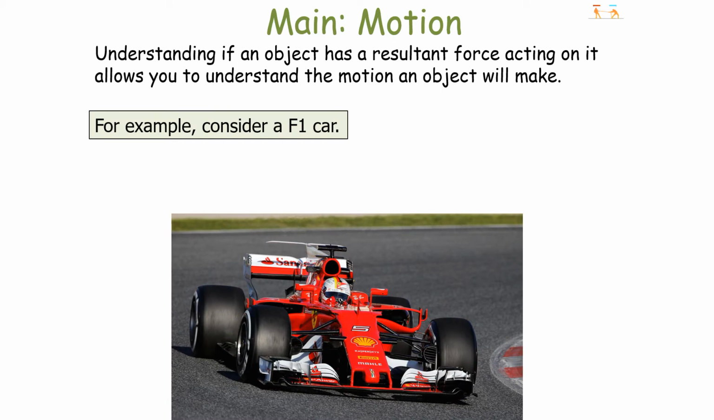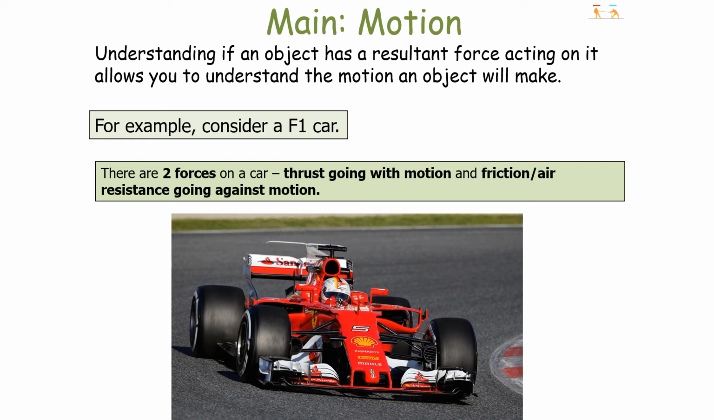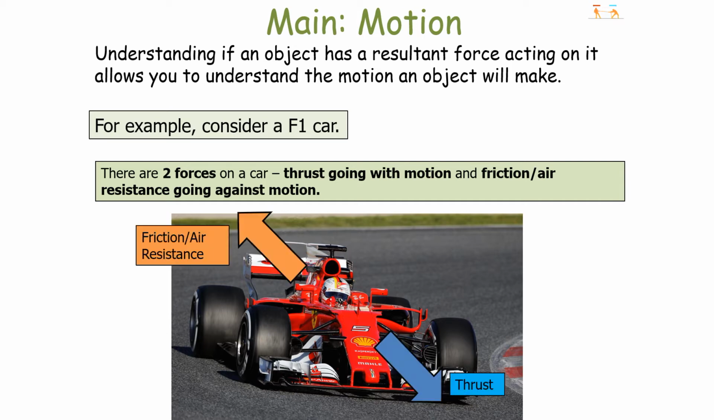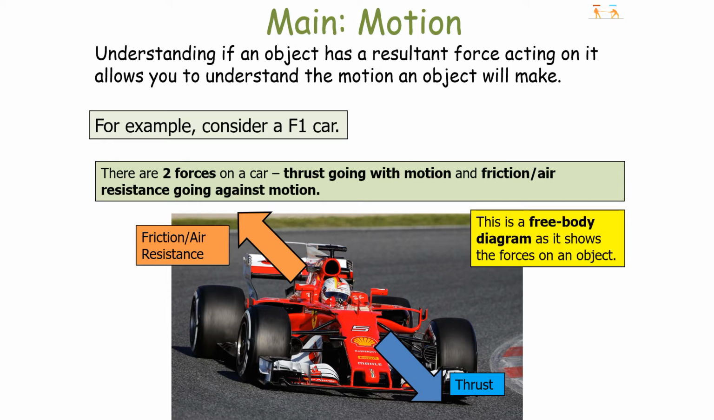So for example, let's consider a Formula 1 car. Now there are two forces acting on the car. There's thrust going with motion and friction and air resistance going against the motion, which you can see in the following diagram. So you can see the thrust acting with the motion and the friction and air resistance acting against the motion. Now this particular diagram is called a free body diagram, and this shows the forces on an object.